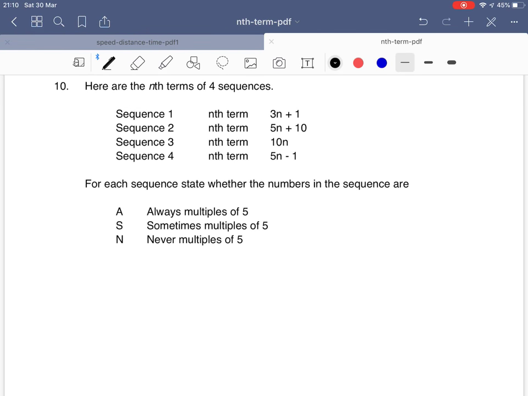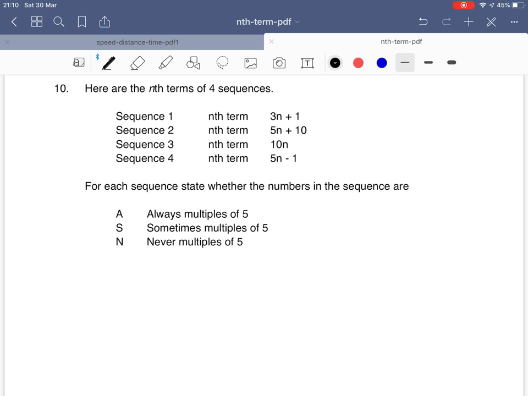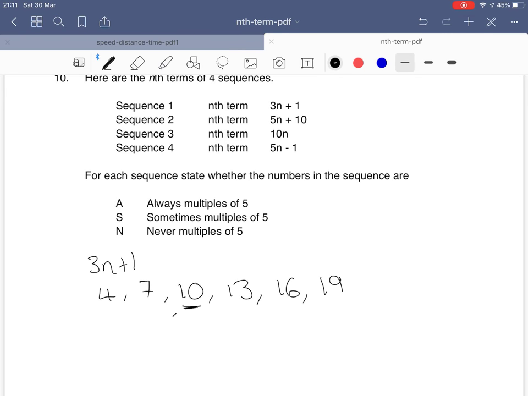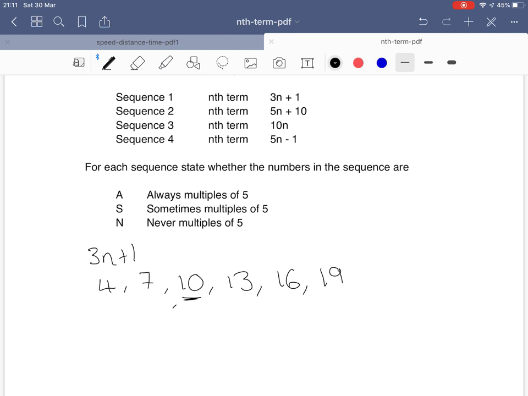So we've got 4 marks. So for 3n plus 1, it's going to go up in 3s. So you're not going to always have multiples of 5. So we'll do 3n plus 1 first. So the first term, you've got 3 times 1, which is 3, plus 1 is 4. 3 times 2 is 6. 6 plus 1 is 7, and it's going to go up in 3. So you've got 10, 13, 16, 19. Don't think, well, you've got a multiple of 5 here. So that's going to be an S, so it's not always multiples of 5. So the first one is an S.